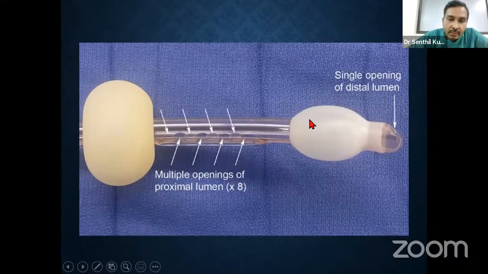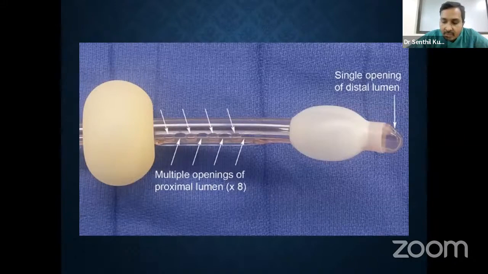So this tube provides an adequate seal. If it is inside the esophagus, this closes the upper esophageal sphincter and this closes the nasopharynx. So whatever air comes through this will enter into the trachea. So this is also a very valuable device in difficult airway management.